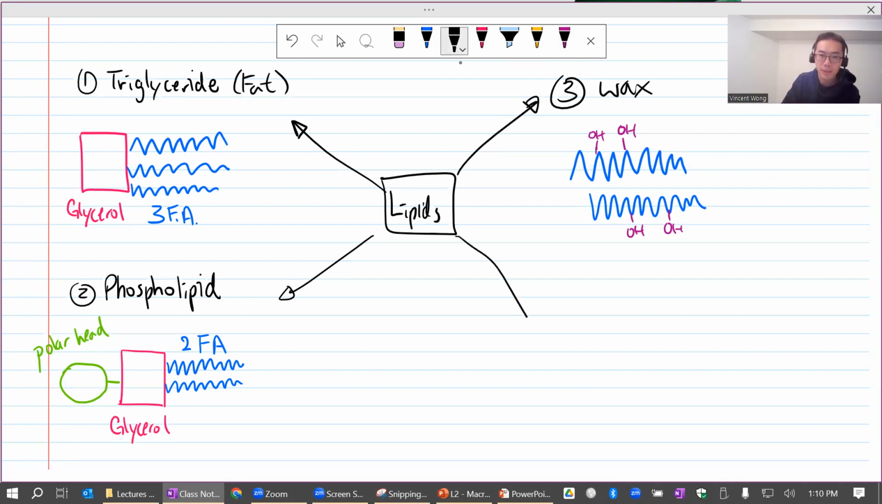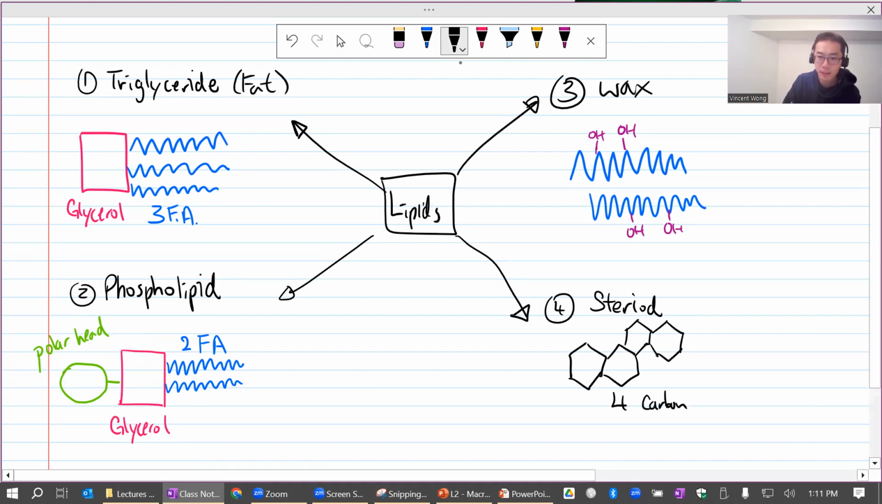Okay, let's do the last one here as well before we switch back. Number 4 is steroid. Steroids are easy to recognize because they always have 4 rings in their structure. Okay, 4 carbon rings with other stuff attached to it. Never mind the other stuff. The core structure is that it has 4 rings. Okay, so these are the 4 types of lipids.